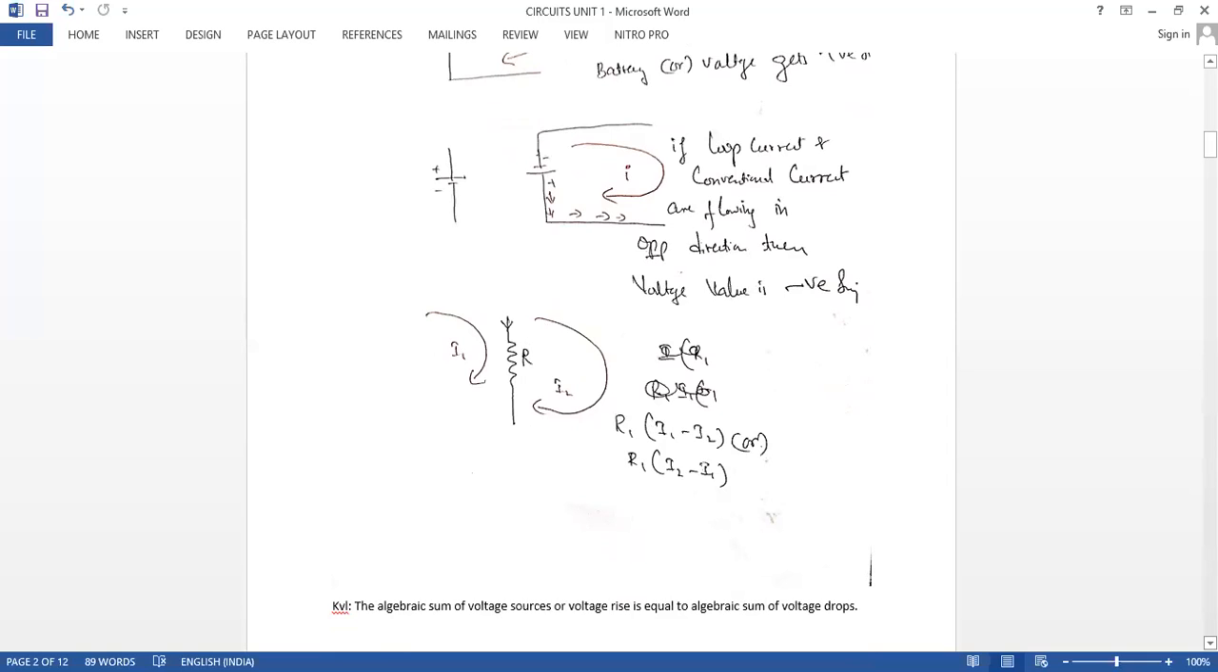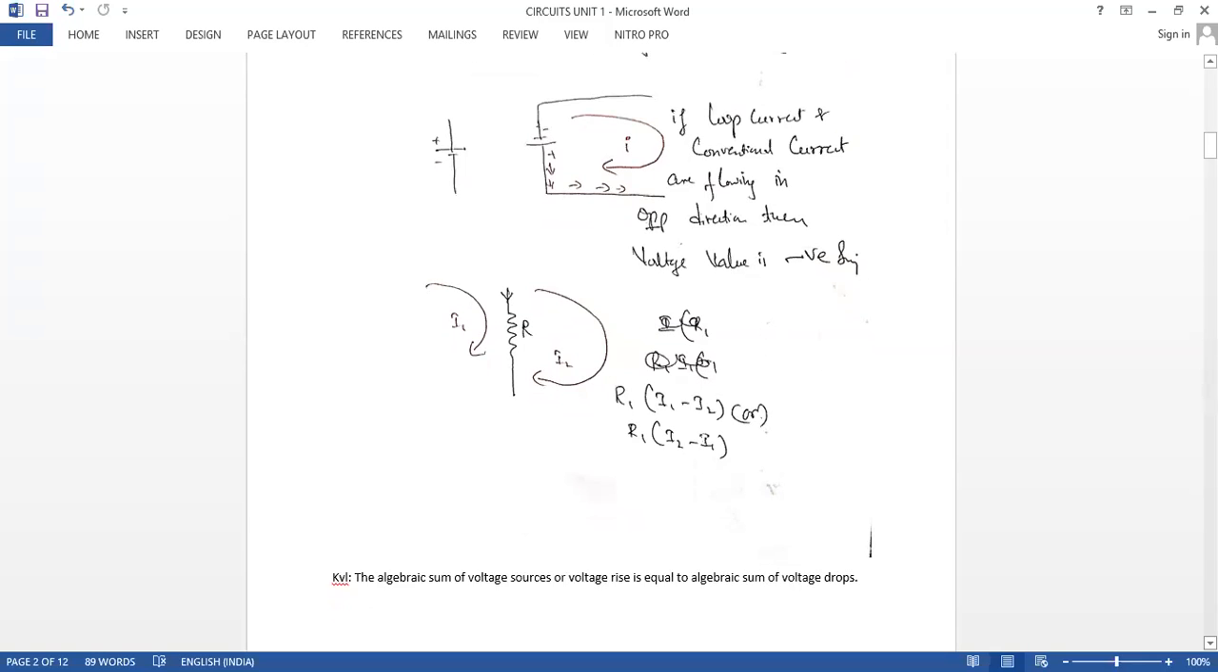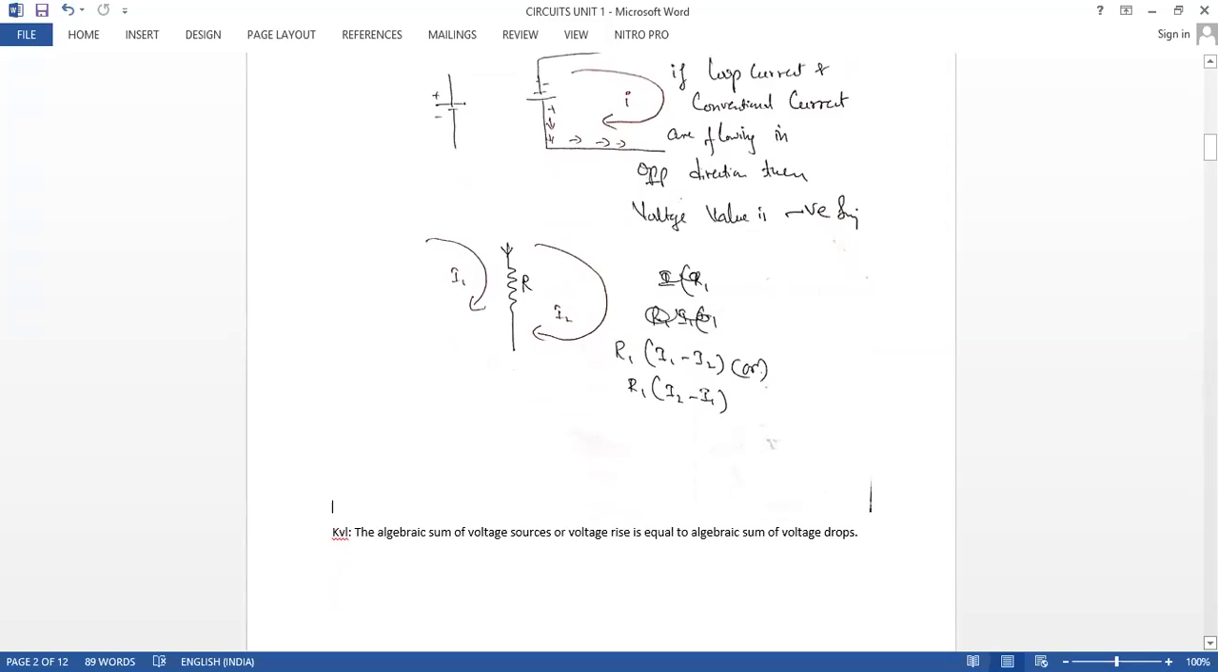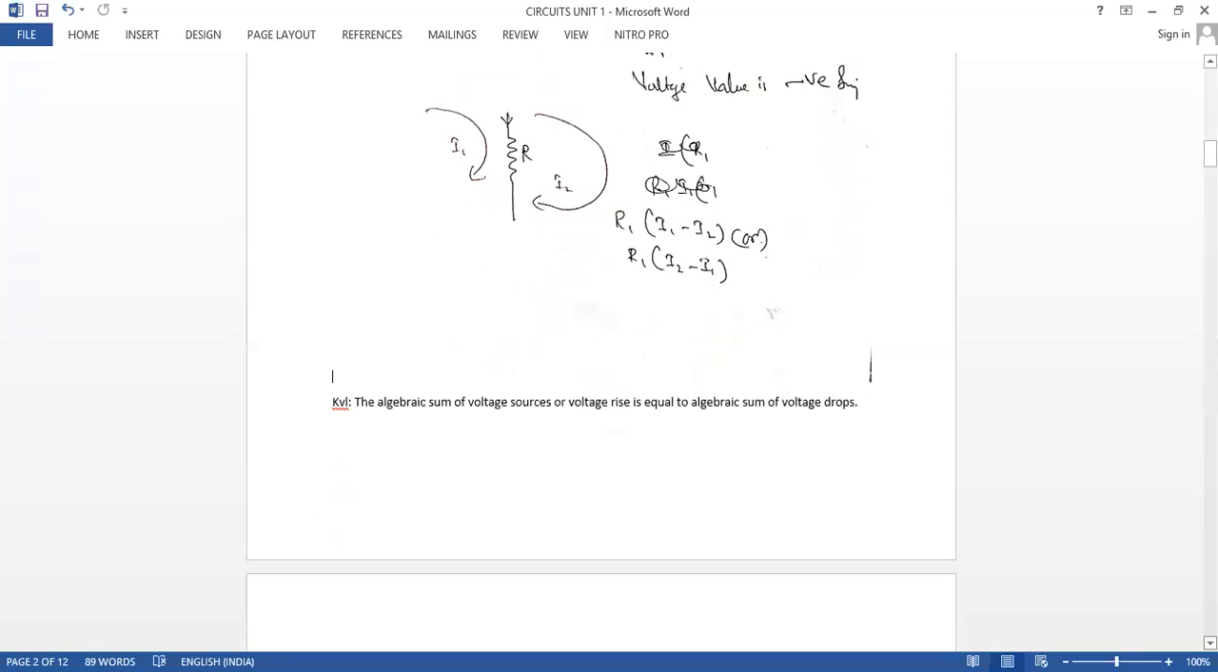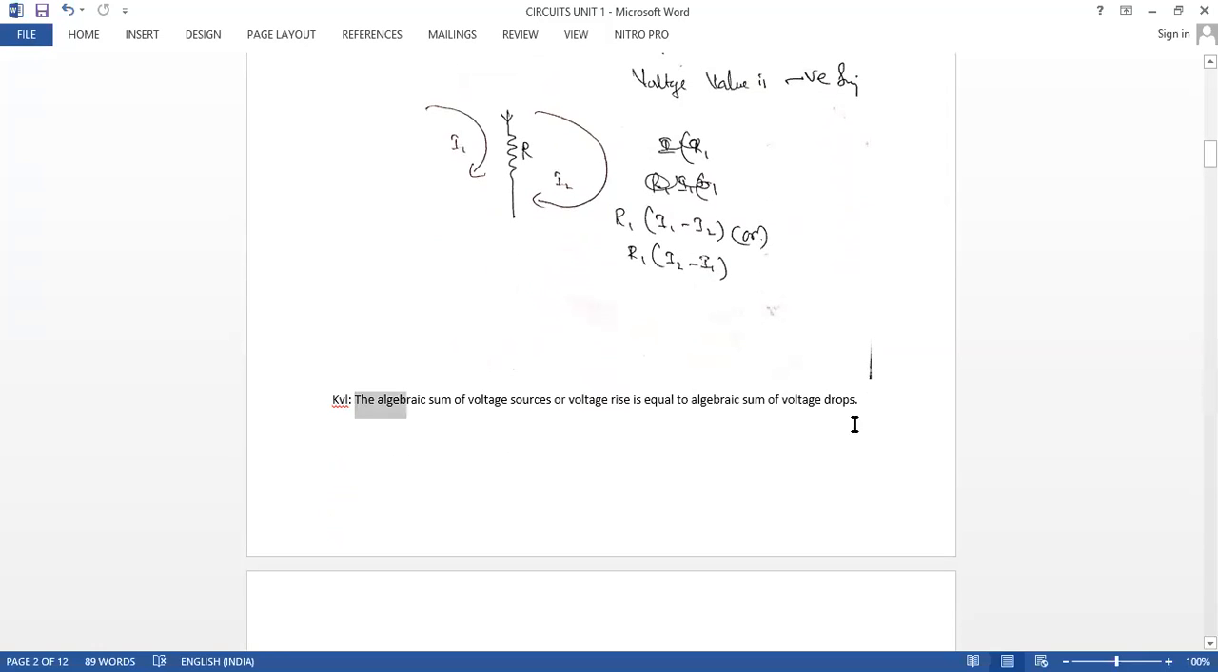Can anyone give me the statement of Kirchhoff's voltage law, which you have studied in Polytechnic? Now, what is your KVL statement? Algebraic sum of voltage sources is equal to the algebraic sum of voltage drops across each resistor. Right, very good. So here also you can see, whatever the statement we are writing, we must use that as a formula.